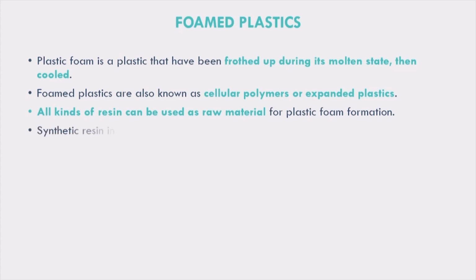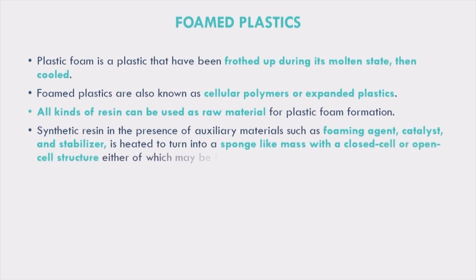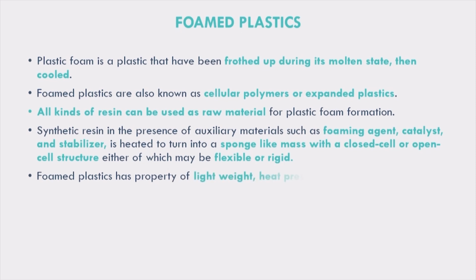Synthetic resin, in the presence of auxiliary materials such as foaming agent, catalyst, and stabilizer, is heated to turn into a sponge-like mass with a closed cell or open cell structure, either of which may be flexible or rigid. Foam plastics have the properties of being lightweight, heat preserving, sound absorbing, and shockproof.